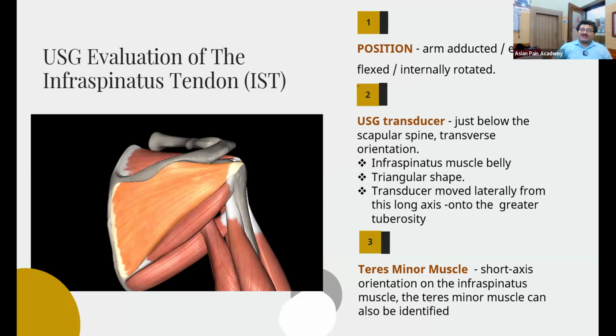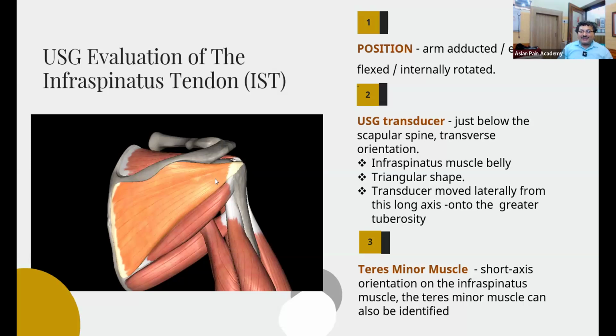Okay, so supraspinatus, just remember what we have done, either the cross position or modified cross position. Here we'll be doing the internal rotation. So the position is different because in modified cross position, more of this tendon comes out of the supraspinatus. But here, if you want to see more of the tendon more clearly, then we have to make the internal rotation position. So under the USG transducer, we have to check for the muscle belly. It is usually triangular in shape, and the transducer is moved in the long axis from medial to lateral till the greater tuberosity.